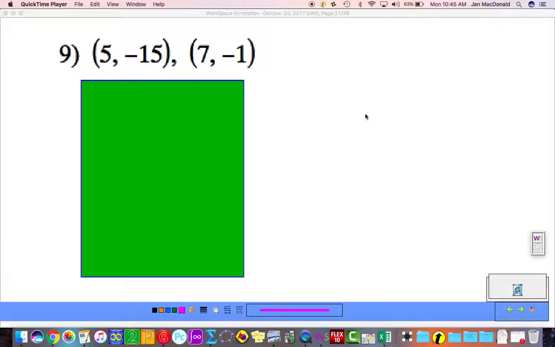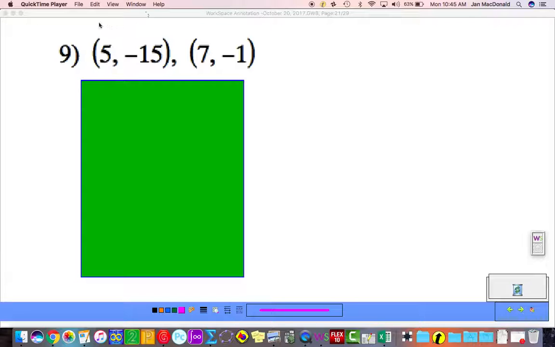All right, let's take a look at number 9. In number 9, they ask us to use the midpoint formula to find the midpoint of a line segment whose endpoints are (5, -15) and (7, -1). So let's label our points.